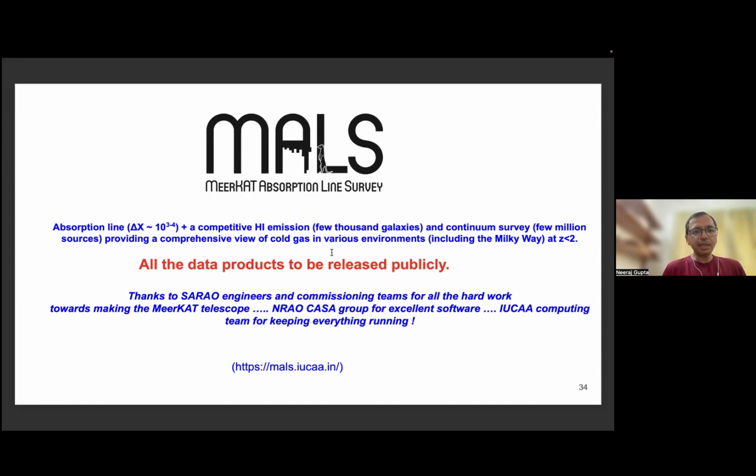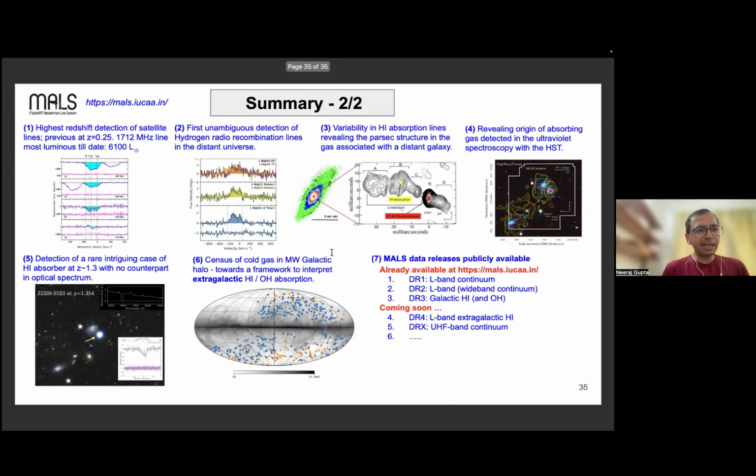And this is my last summary slide, showcasing the different kinds of science that are possible with this kind of wideband data that we are obtaining. And this is all thanks to the excellent performance of the telescope and also its excellent sensitivity. So thanks a lot. I'll stop here, and we can now discuss what more can be done. Happy to take questions. Thanks a lot.